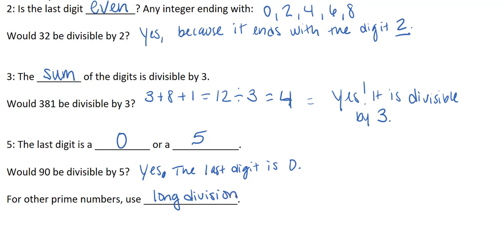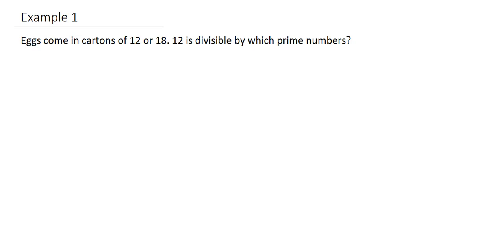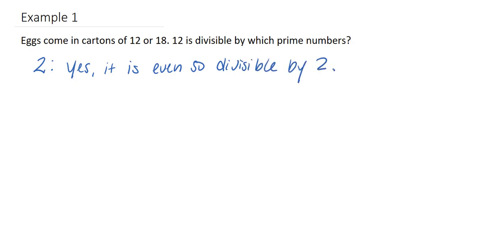So now let's look at some examples. Example 1. Eggs come in cartons of 12 or 18. 12 is divisible by which prime numbers? For this problem, we're going to go over all the divisibility tests that we know. The first one we're going to look at is 2. So we ask ourselves, is 12 even? Therefore, can it be divided by 2? And the answer is yes. It is even, so divisible by 2.